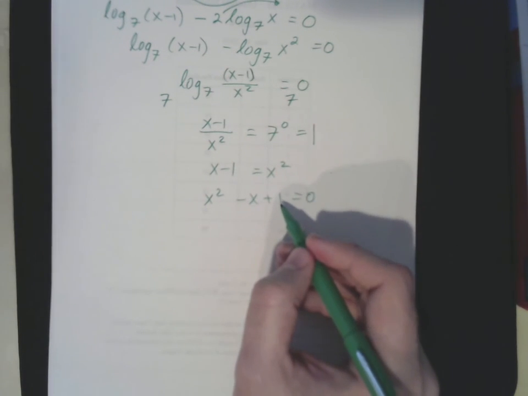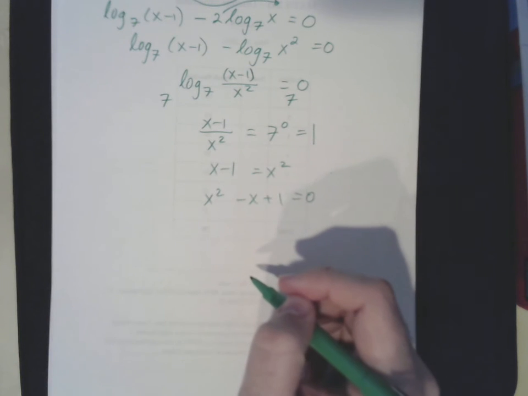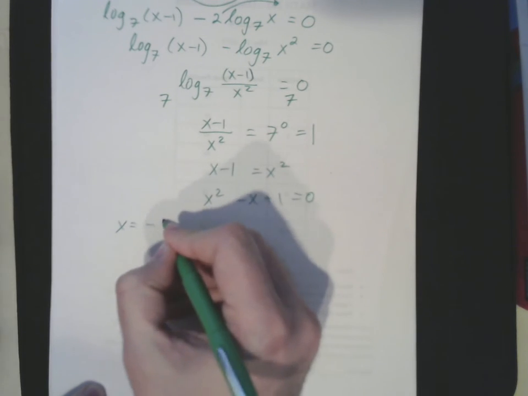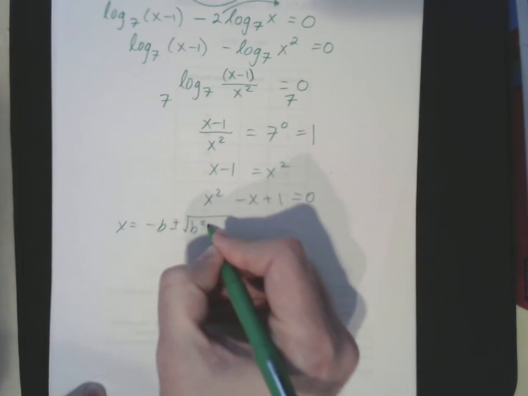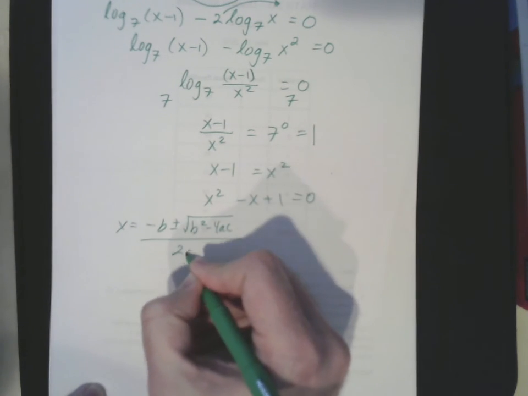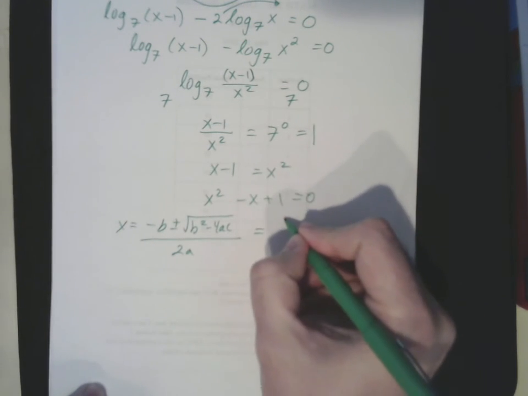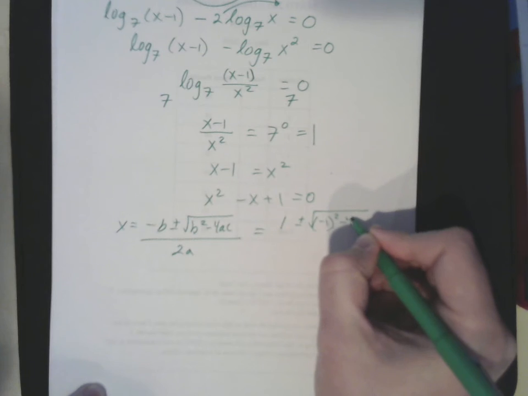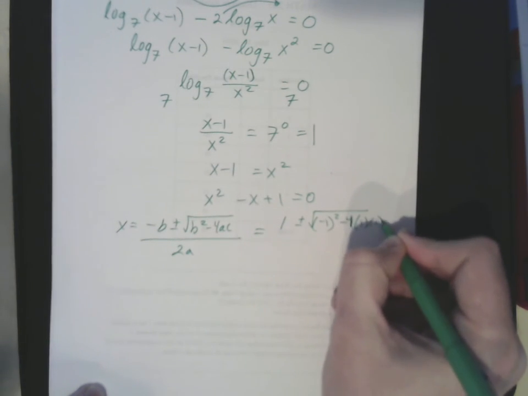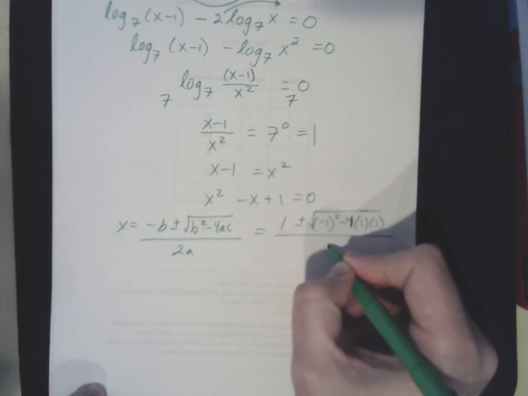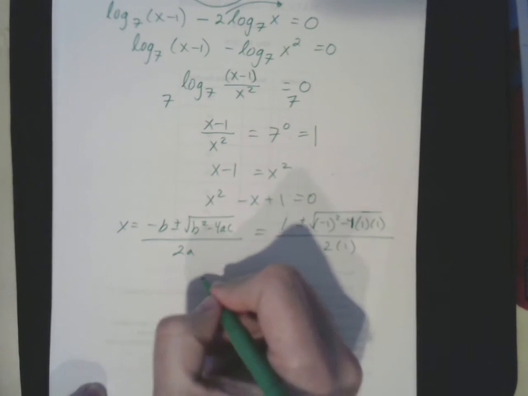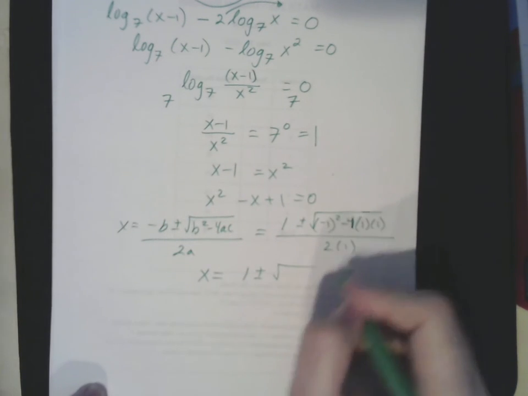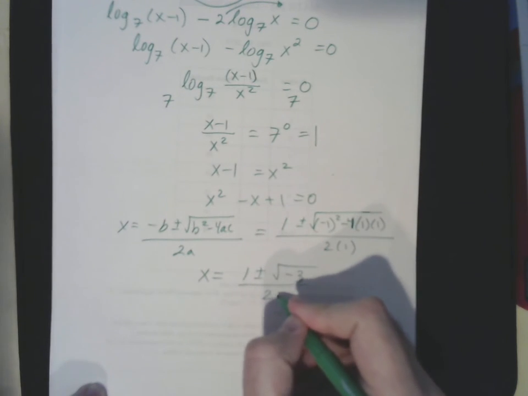Now nothing multiplies to make positive 1 and adds to make negative 1, so this is going to be the quadratic formula. So x is going to equal negative b plus or minus the square root of b squared minus 4ac, all over 2a. So that's going to be positive 1 plus or minus the square root of negative 1 squared minus 4 times 1, all over 2 times 1. So x equals 1 plus or minus the square root of 1 minus 4, which is negative 3, over 2.